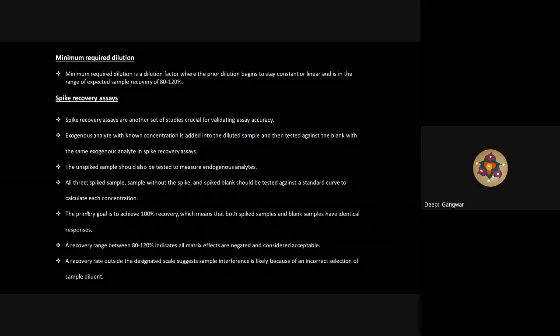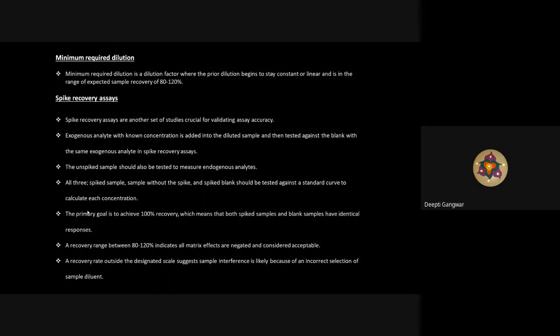So what do you do then? Basically, you start diluting your sample to a certain level so that it fits into that range, and that is known as the minimum required dilution.